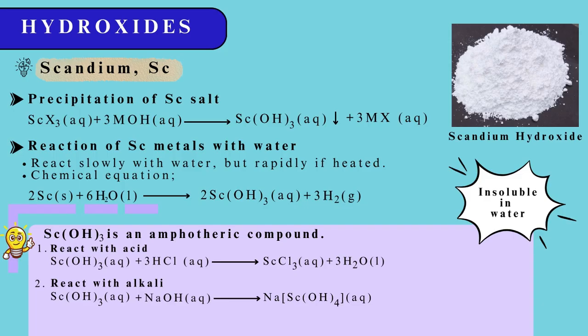But remember, scandium hydroxide is an amphoteric compound, which means it can react with acid and alkali. When scandium hydroxide reacts with acids, a neutralization process occurs, so salt and water will form. But when scandium hydroxide reacts with alkali, it will form a complex compound, for example here, sodium scandium hydroxide. Extra information about scandium hydroxide: basically, it is white in color and also insoluble in water.